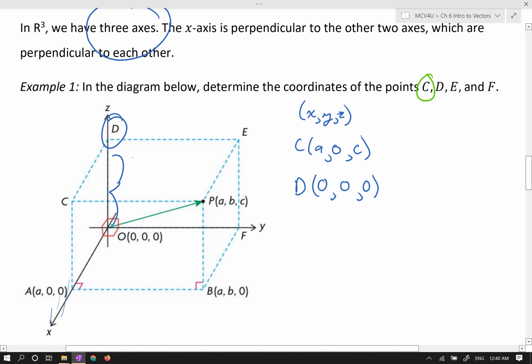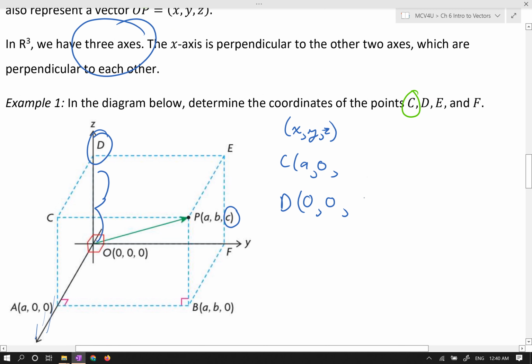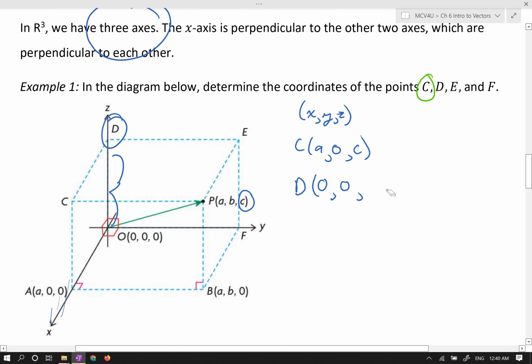In which direction have we gone? We've gone up. Up means we're looking in the Z direction. So if we're looking in the Z direction here, we've gone up, then we need to work with our Z coordinate. We're going to work with a C. So our point D can be given by the coordinates 0, 0, C. Fantastic.